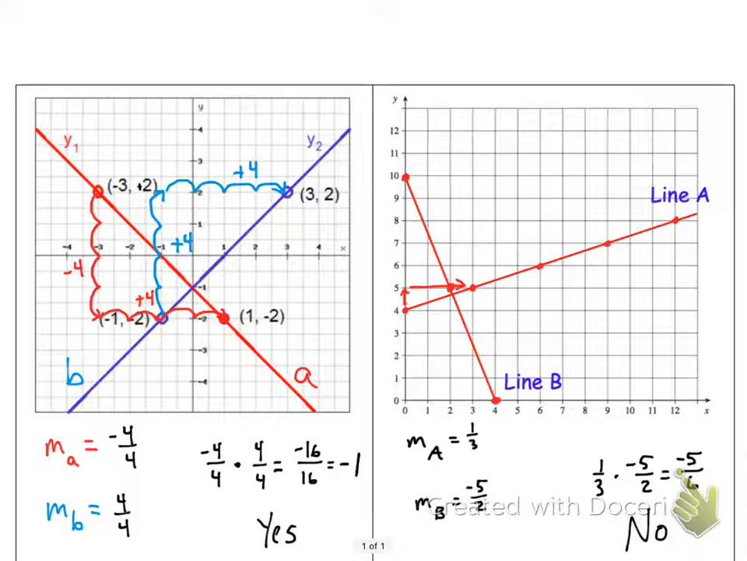Okay. So what I want you guys to do is to try the remaining 6. You might not get done with all of them, but we'll kind of talk about it in a few minutes and figure out which ones of these are perpendicular.